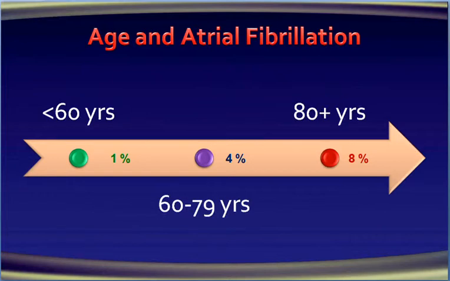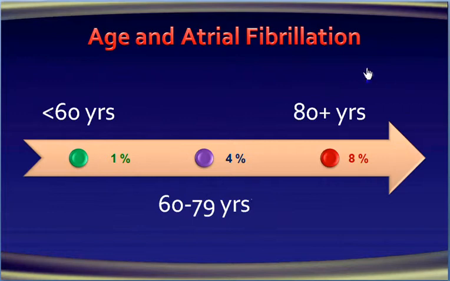The age of the patient has a very strong relation to the onset of atrial fibrillation. Look here in this slide, people who are less than 60 years of age, only 1% of them suffer from atrial fibrillation. In people who are between 60 and 79 years of age, 4% of them suffer from atrial fibrillation.